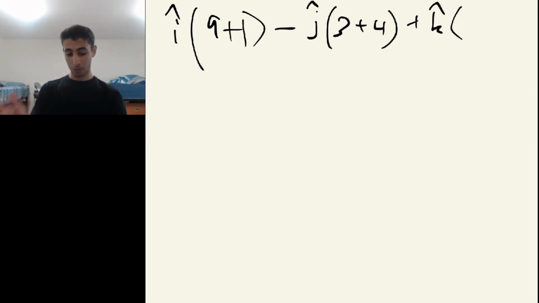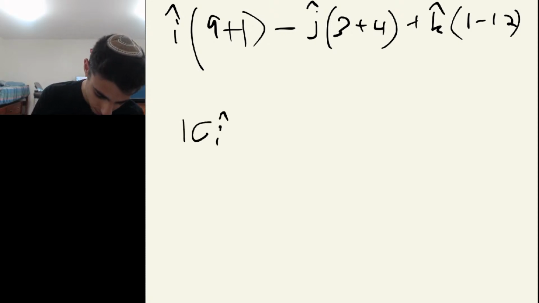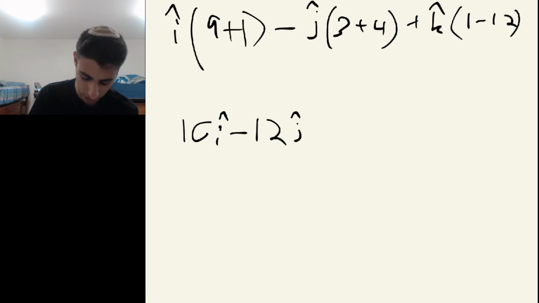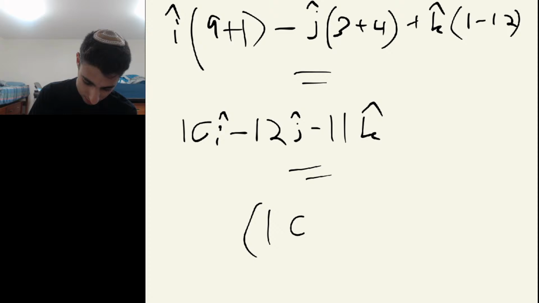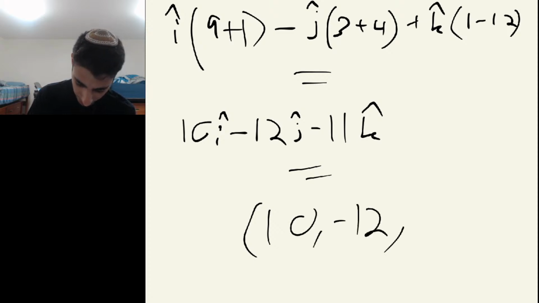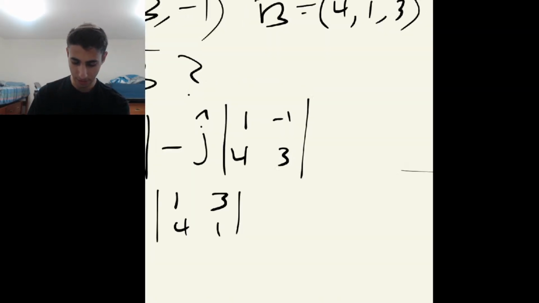Okay, now let's set this up in our vector notation, the way we know it and love it. So we're going to have 10 i hat minus 12 j hat, or no, minus 11 k hat. And this equals, in our tuple form, 10 comma negative 12 comma negative 11. That is our resultant vector from these two vectors, cross-producted.